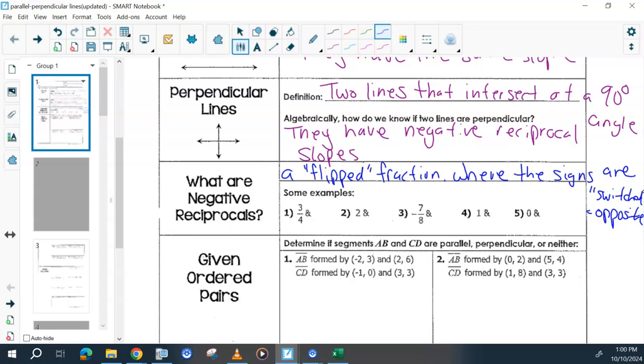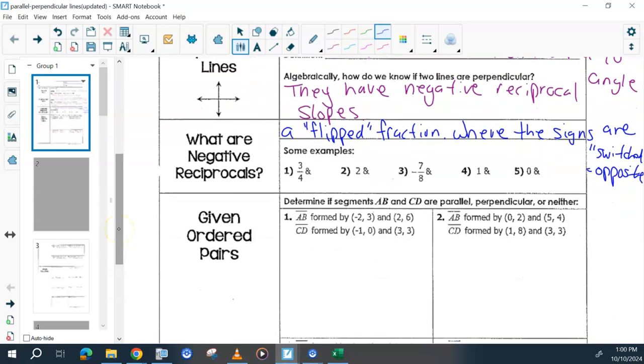So we're going to look at these numbers and decide what the negative reciprocals of these numbers are. Make sure you're writing this down. So in number 1, if I took 3/4 and I flipped it and I made it negative, what would that number be? Negative 4/3.